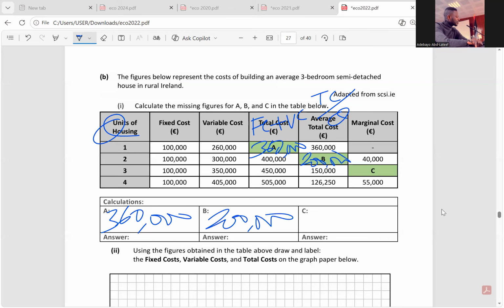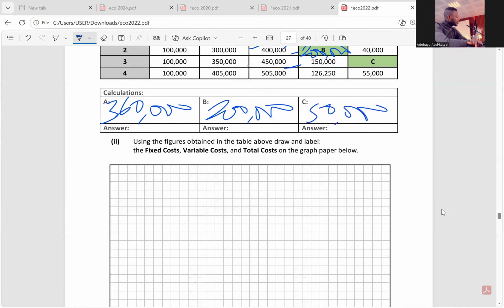Then MC is TC2 minus TC1. That's 450 minus 400. That's 50,000. You get that? 50,000. Okay.